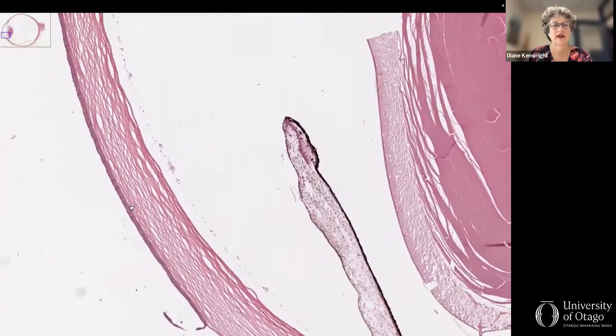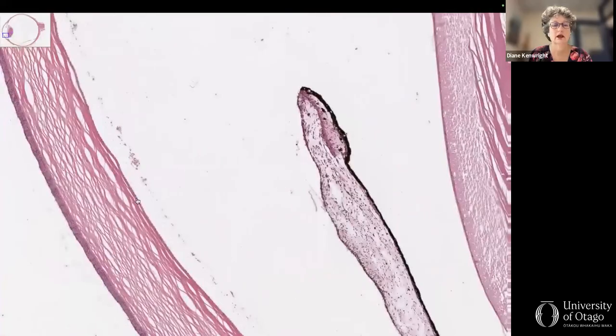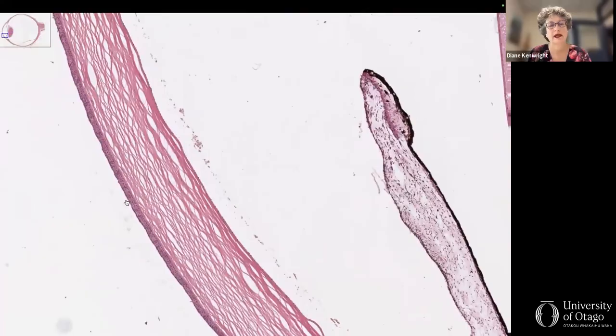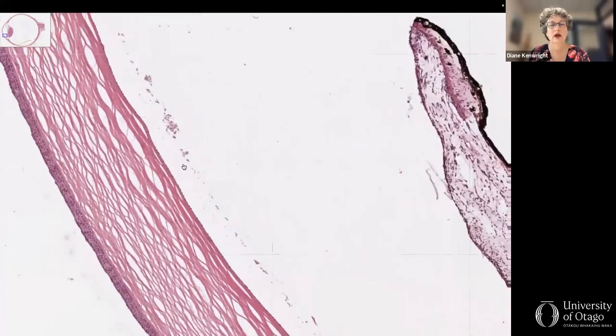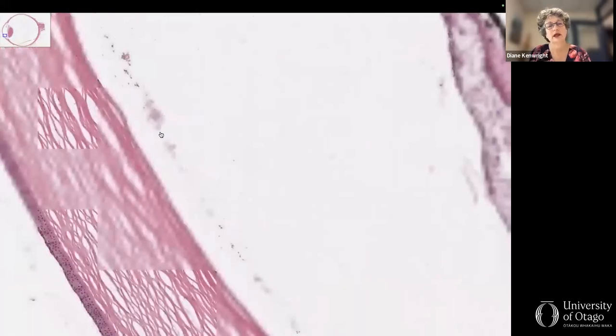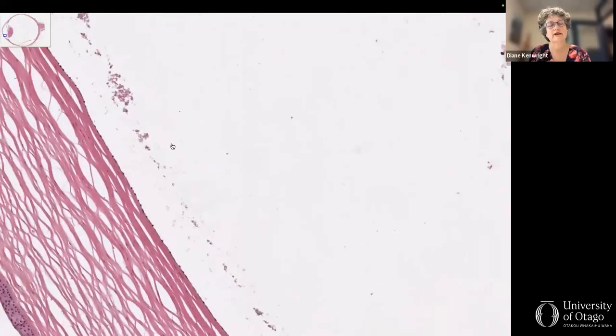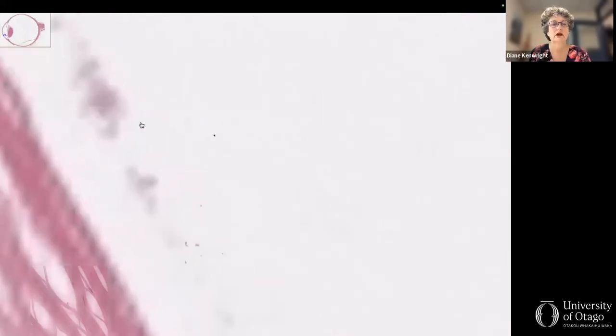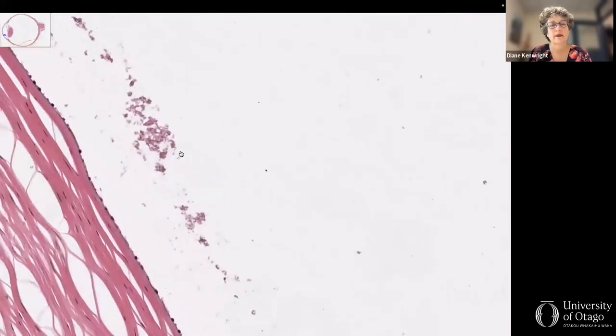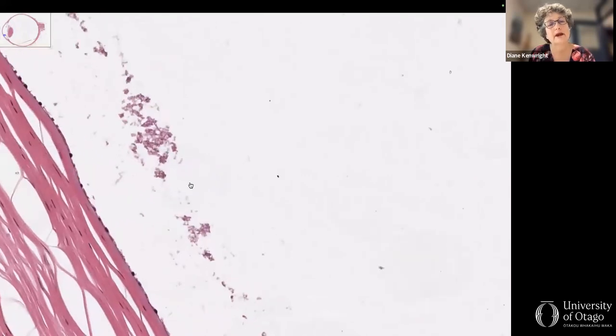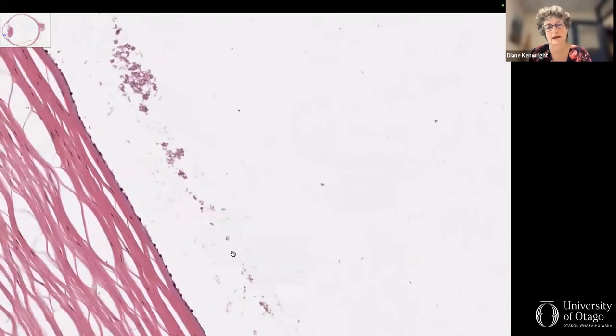So we confirm that the epithelium is normal, and there's normal basket weave, and the endothelial cells and desmosomes are normal. But here in the anterior chamber, we have got debris. In fact, the debris here is fluffy material. It might be in macrophages, but probably isn't.